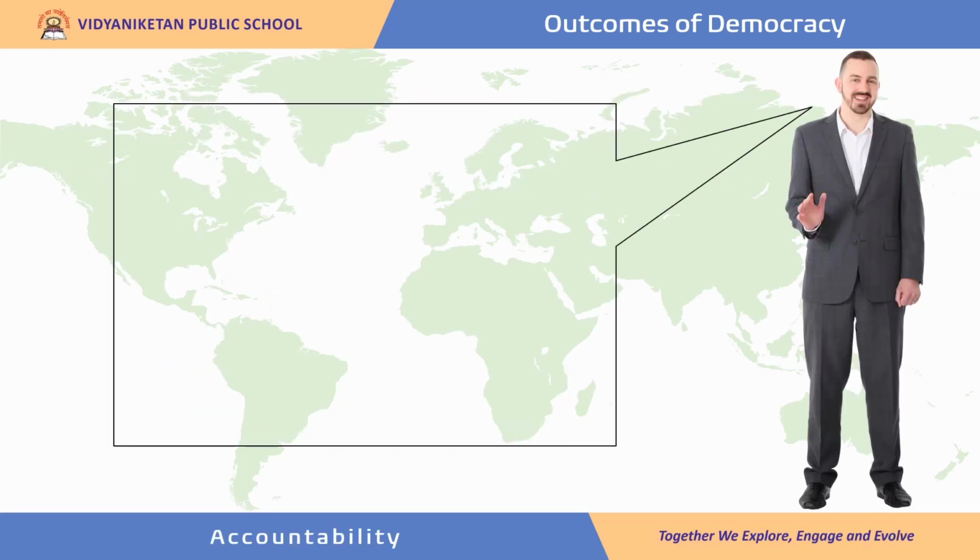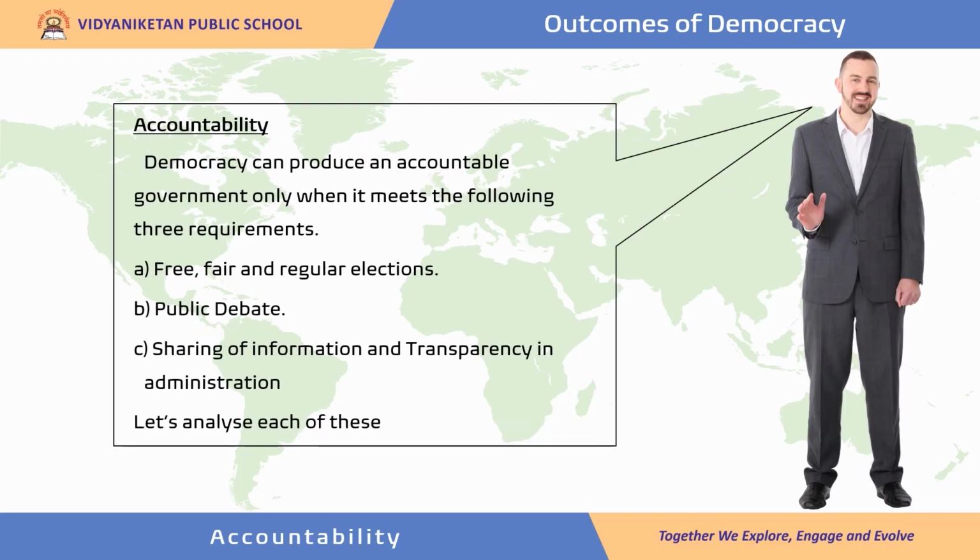Democracy can produce an accountable government only when it meets the following three requirements. A. Free, fair and regular elections. B. Public debate. C. Sharing of information and transparency in administration. Let's analyze each of these.